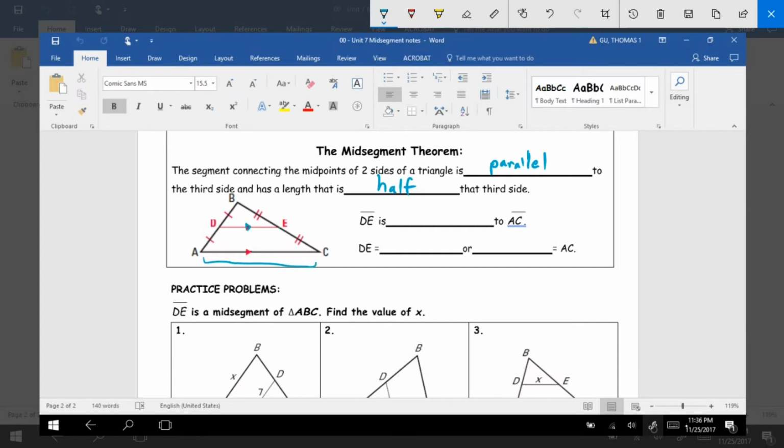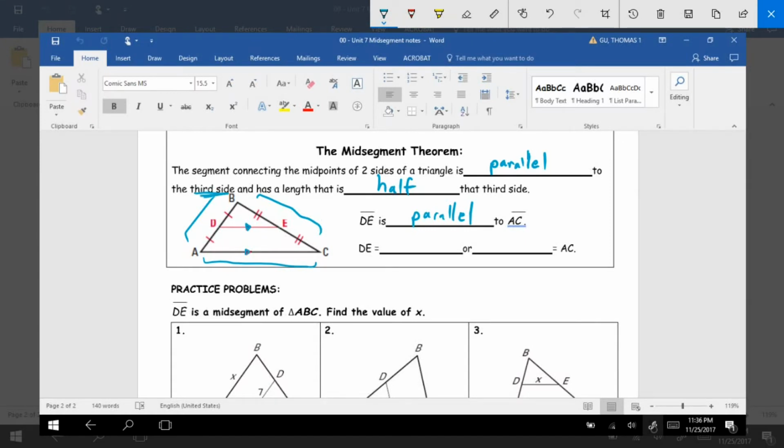What does the arrow mean again? It means parallel. DE is parallel to AC. And you can kind of see it in the picture. Look, DE is connecting the midpoint of AB and the midpoint of BC, and it's going to be parallel to the third side as per the definition, which would be AC.